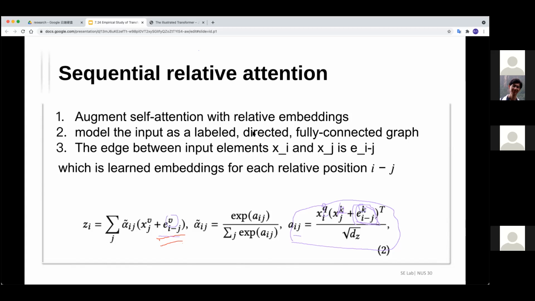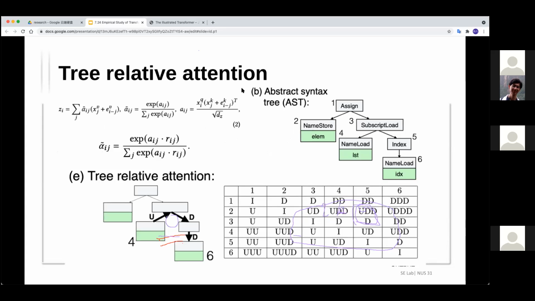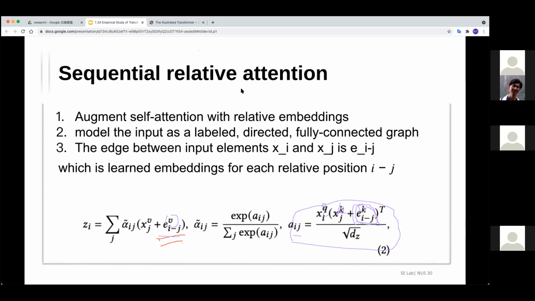Okay. But here, sorry, I have a question. The E_{i-j}, that means the embedding of E will be calculated dynamically, right? So that means given any position i and any position j, we will generate E_{ij}^K here. Yeah, a new key, a new embedding, just like we have talked about.